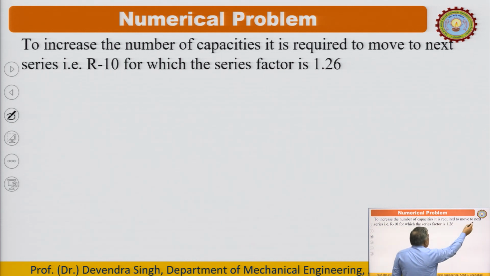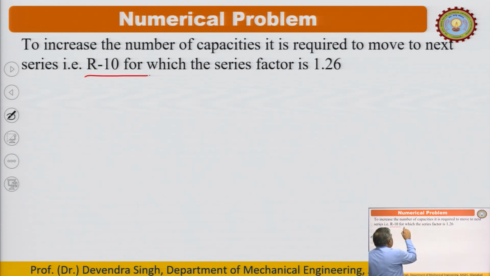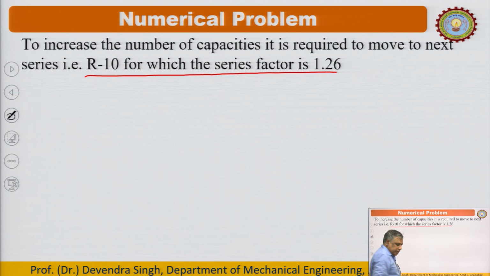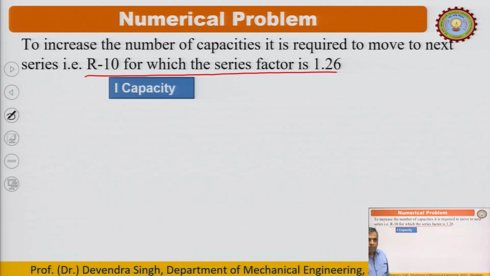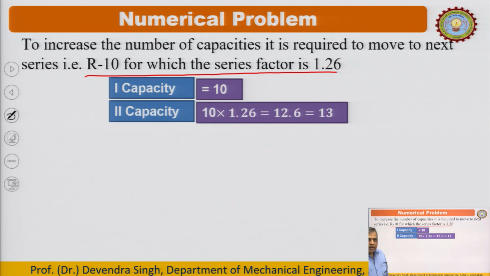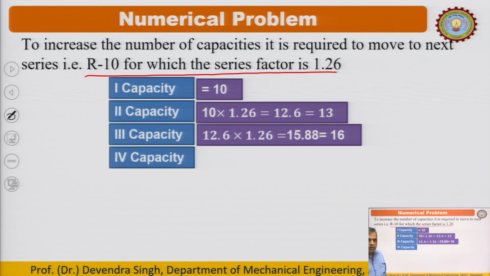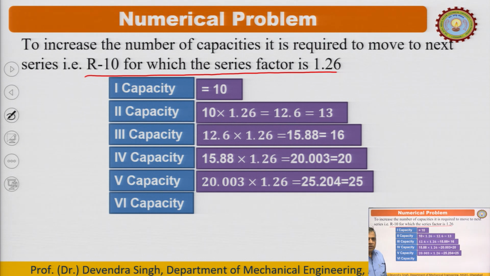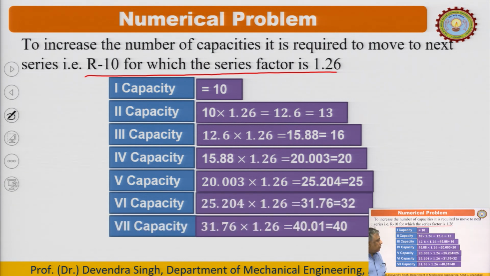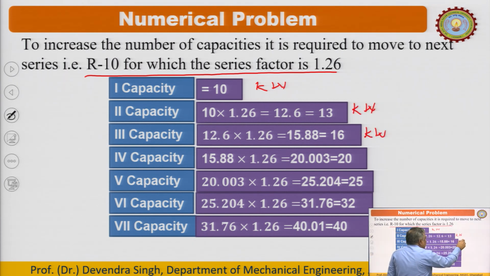it is required to move to the next series R10, which has this series factor. So, we are using the same concept. First capacity 10 kilowatt we start with, then the second capacity, third, fourth, fifth, sixth, seventh, we need 11. We have to keep all these in kilowatt, pay attention, do not leave out the units. Kilowatt.